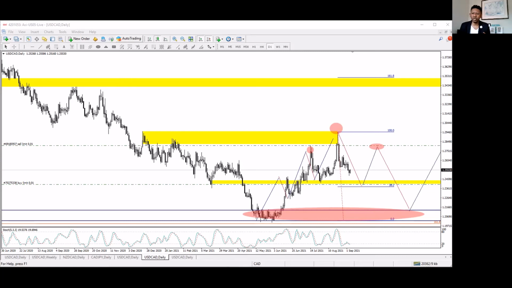1.283 or 1.284. So this is what I'm looking at on the USD CAD. Let me zoom it out for you so you can see how nice it looks there. So we're looking at something like this when zoomed out. That's what I'm looking at.